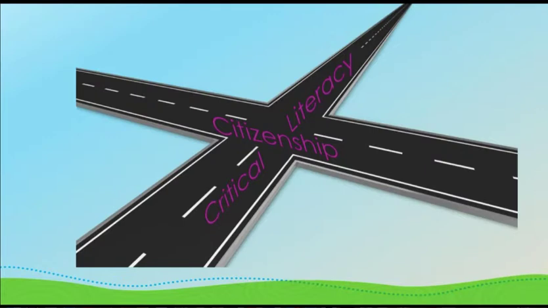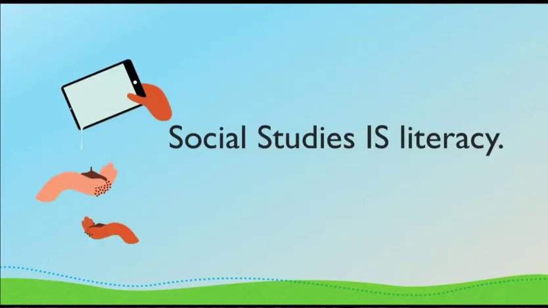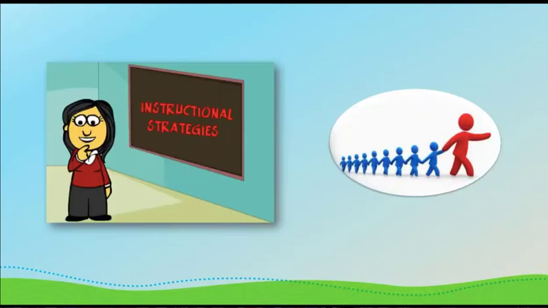So then we find ourselves at this crossroads of citizenship and critical literacy, where they're both supporting the same types of skills, and that critical literacy is essential for really mastering those citizenship characteristics that we're looking for. In other words, social studies is literacy. Social studies is the informational text and issues that we want to teach our students in order to make sure they can become critically literate and participating citizens. So how can we do that?